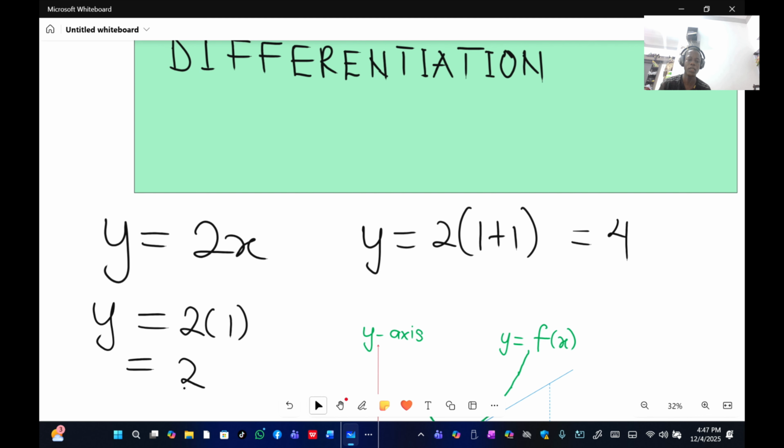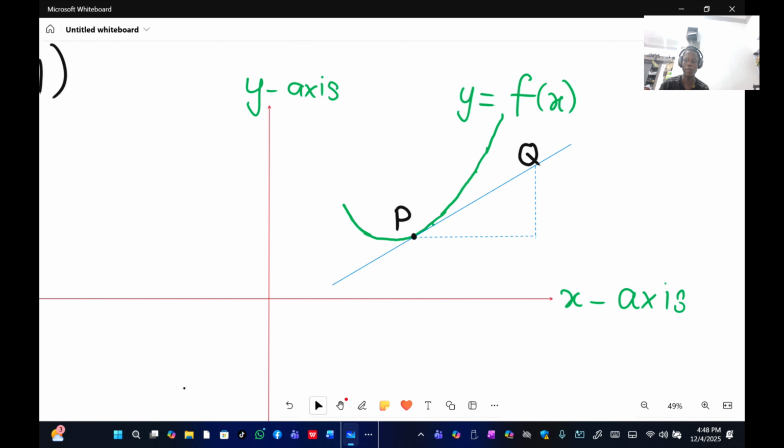So whenever you have a straight line touching the curve at only one point, that line is called a tangent. So the line PQ is a tangent. Now, let us indicate the values of x on the x-axis. The initial value of x, we don't know it, so we can use x to represent the value of x here.